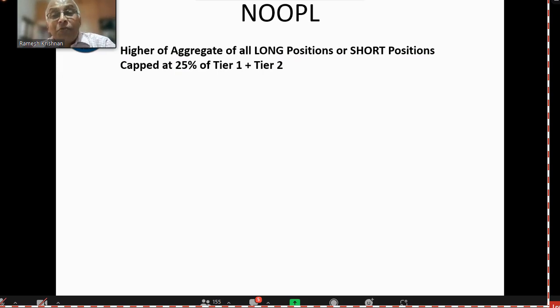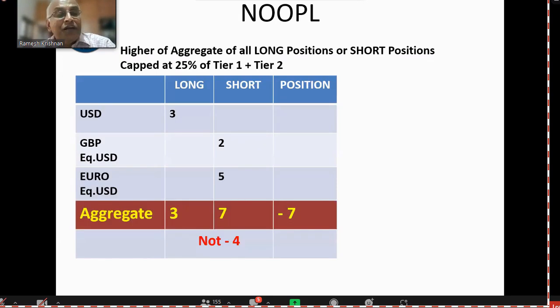Okay. So Mahesh asked now, what is this long and what is this short? I am giving this table here. You are long for $3 million in USD, your bank. Whereas your bank has sold British pounds for equivalent US dollars 2 million. So you are 2 million short in pound. And similarly, you have sold euro for 5 million. So what is the total long positions? Dollar long 3. What is the total short positions? 5 plus 2, 7. Whatever you have sold is your short position.